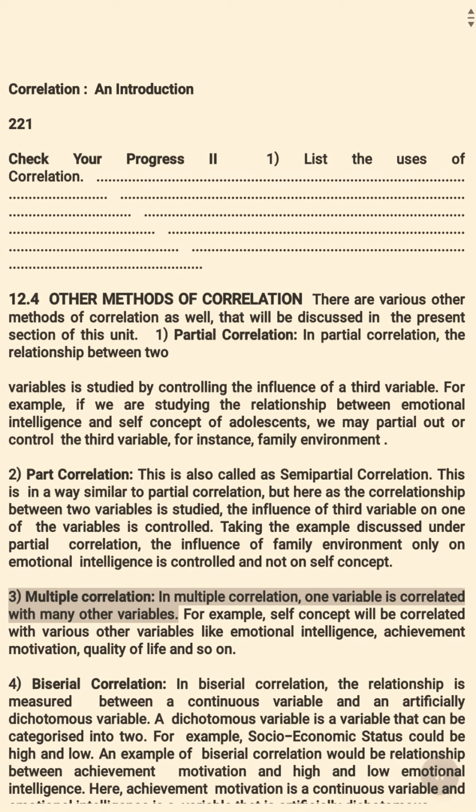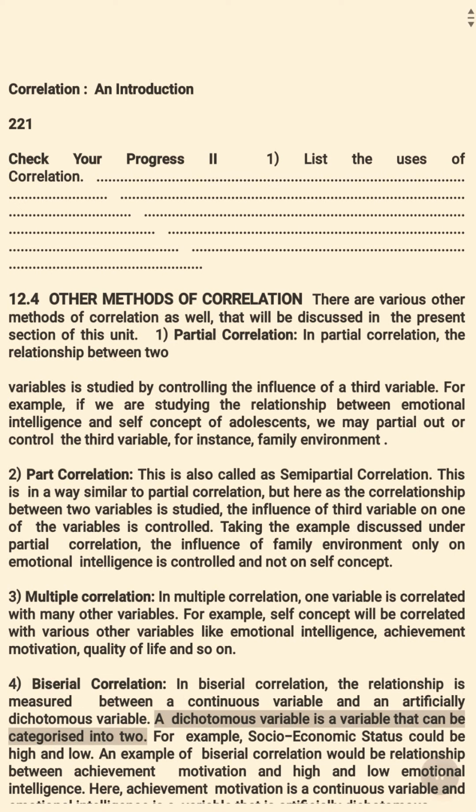3. Multiple correlation. In multiple correlation, one variable is correlated with many other variables. For example, self-concept will be correlated with various other variables like emotional intelligence, achievement motivation, quality of life, and so on. 4. Biserial correlation. In biserial correlation, the relationship is measured between a continuous variable and an artificially dichotomous variable.